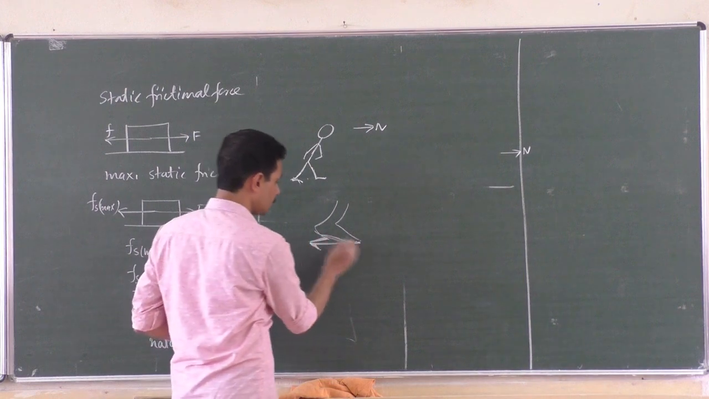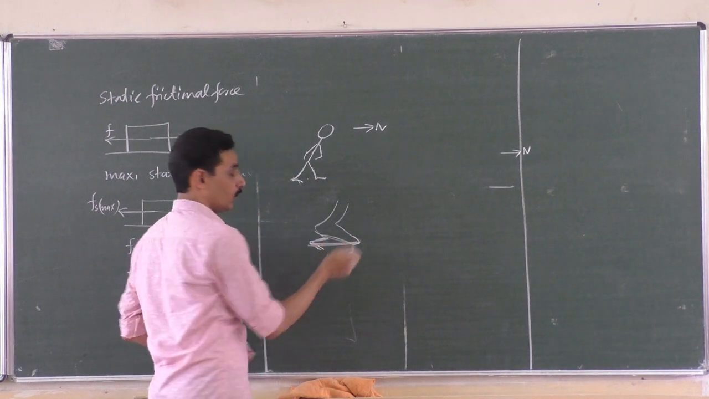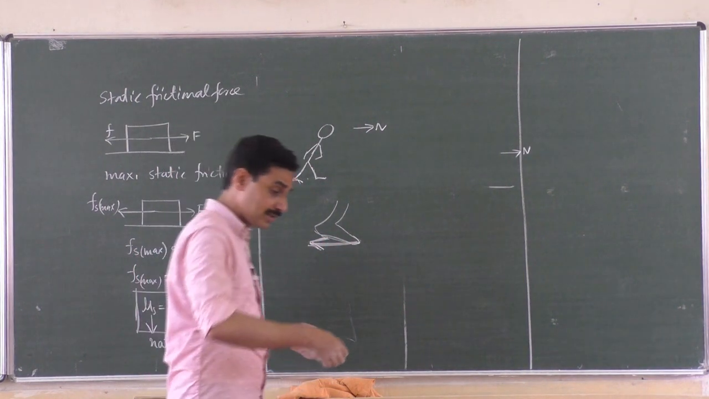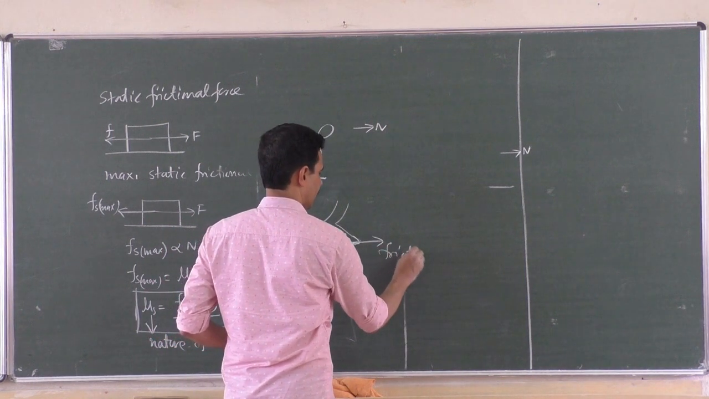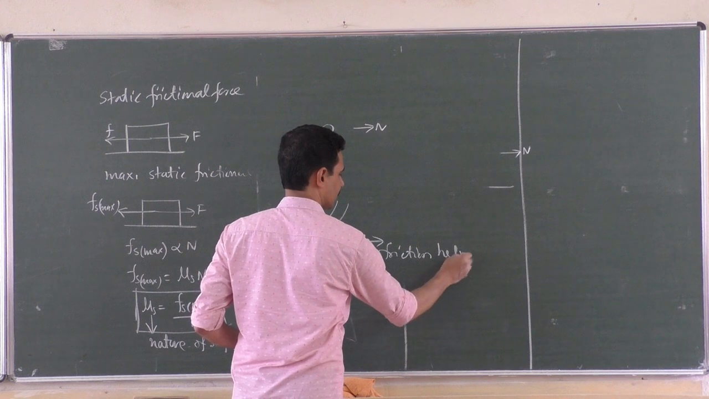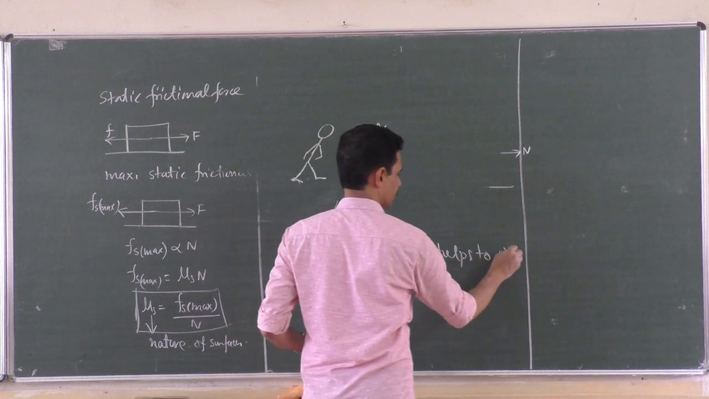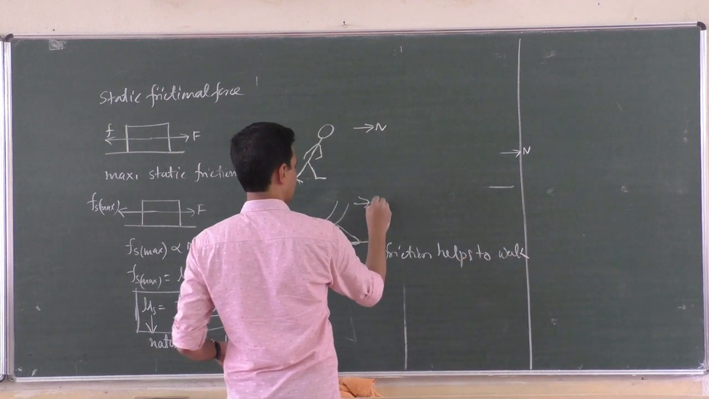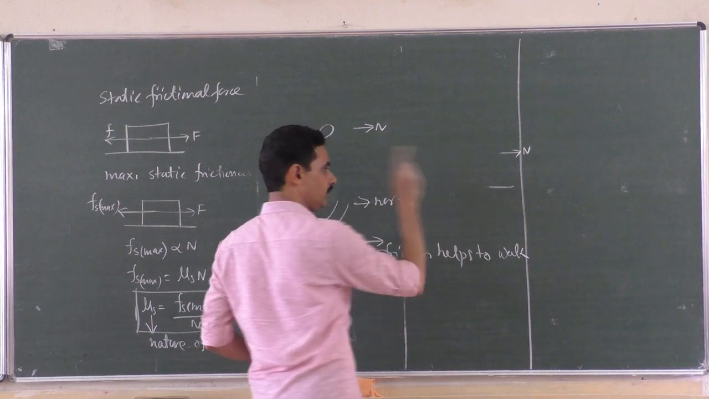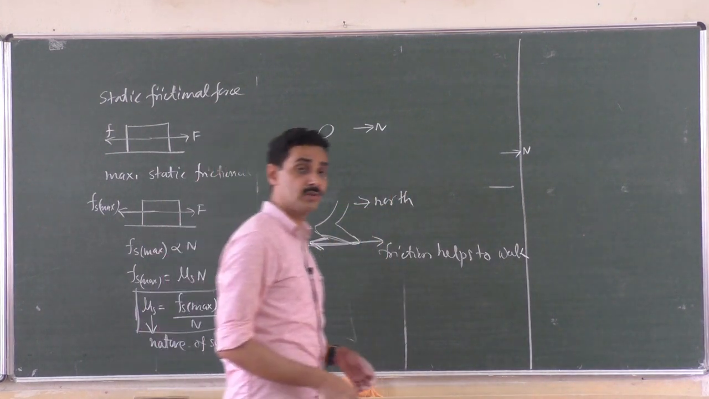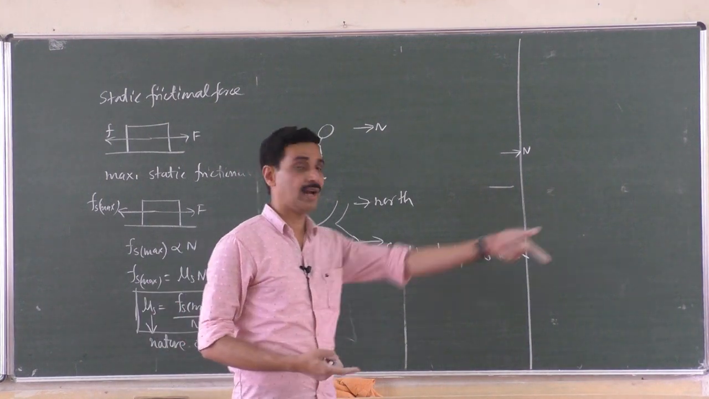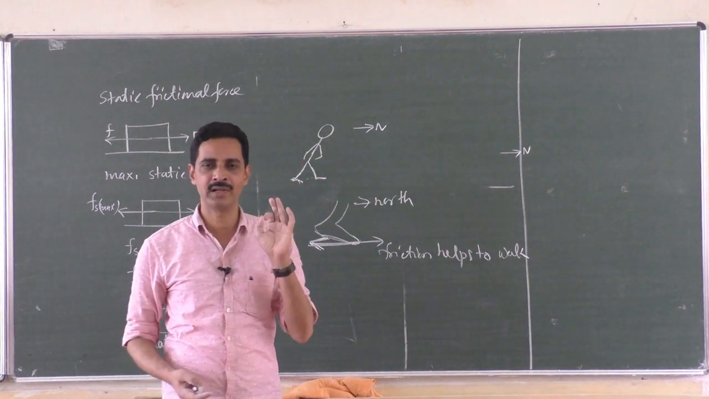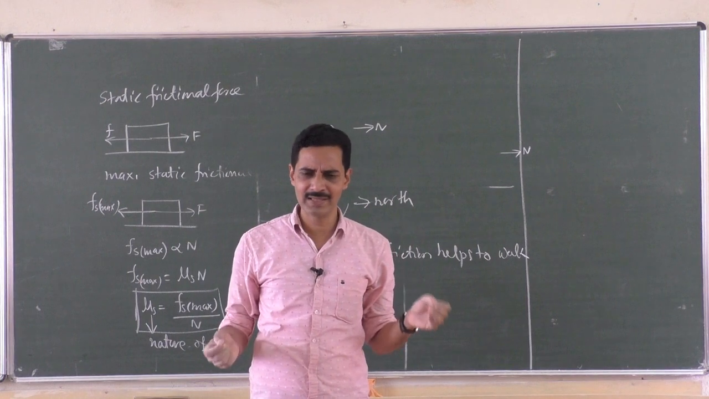When you try to push the ground back, where will be the friction? You are just trying to push the ground back, so friction will be in this direction, right? Friction helps to walk. Now you see the sentence. You are moving towards north. If you want to move towards north, push the ground to south and use the friction which is directed towards north and move forward. Very, very important to analyze. It is not a simple sentence.